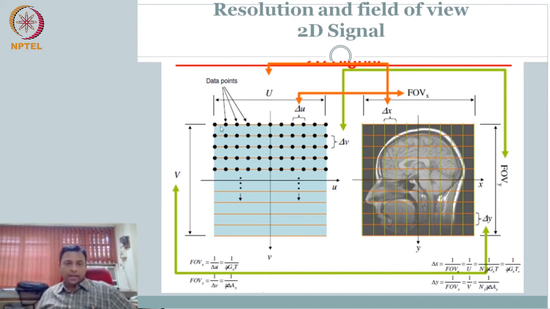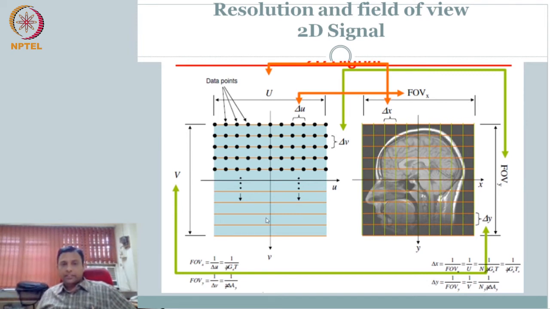So this is your acquired data space, where I have samples spaced with delta u. This is your u direction. This is my v direction. I have samples spaced with delta v. In the spatial domain, we have delta x in this direction, delta y in this direction. Field of view x direction, field of view y direction. Likewise, field of view in v, or extent in v, extent in u.